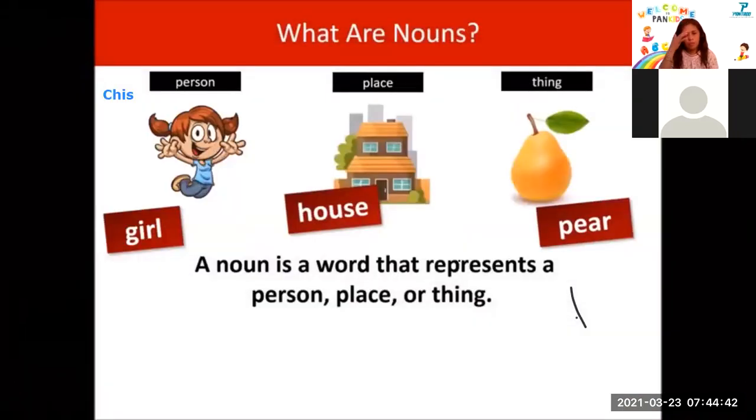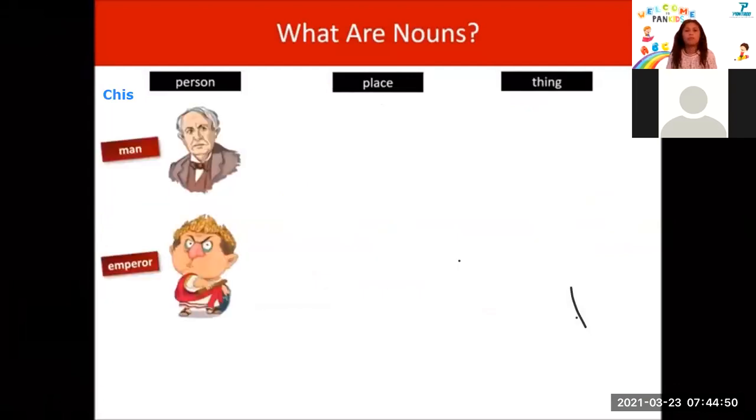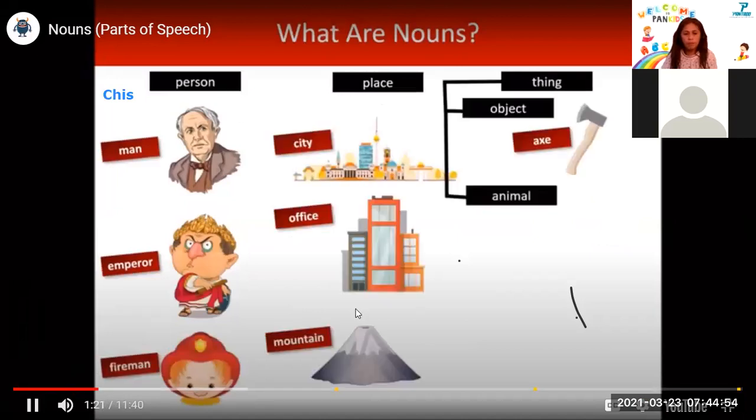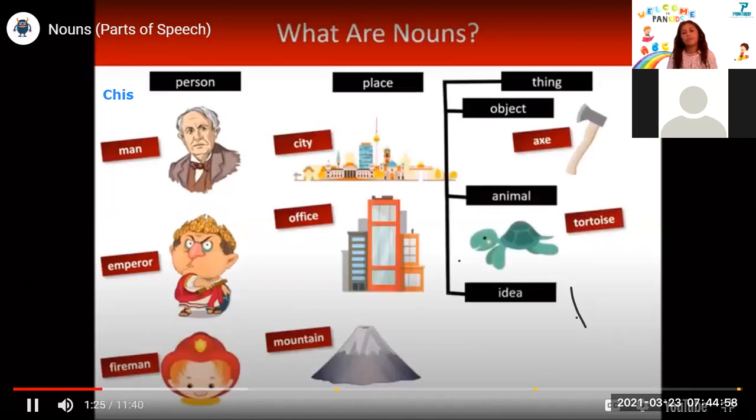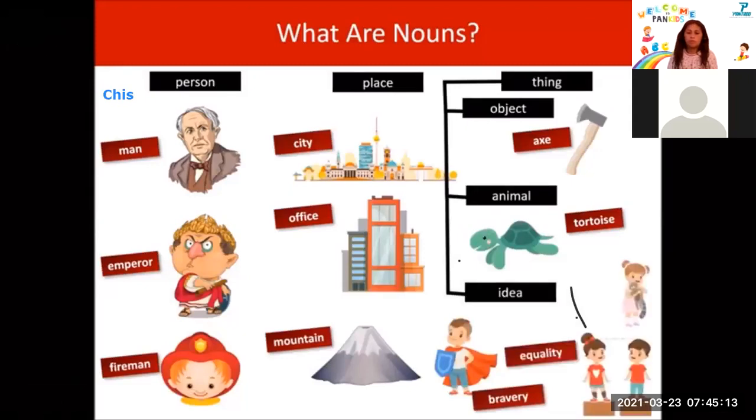Let's put up some more examples. A person might be a man, an emperor, a fireman. The place might be a city, or an idea, like bravery. All those other things you can see and touch, but the idea you can't. But you still need words to be able to talk about it. So equality. We'll talk about what type of nouns these are later.